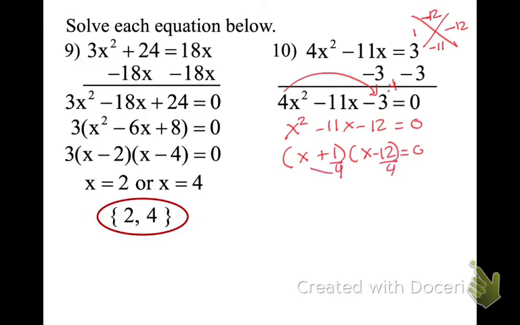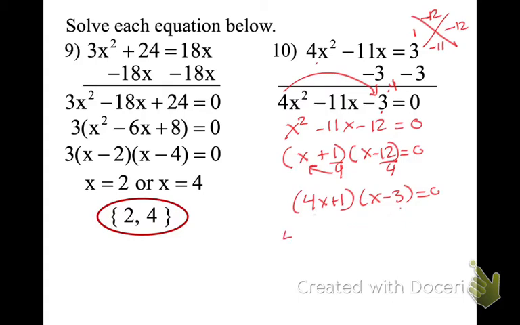Okay, so the first one's going to become 4x plus 1. The second one is x minus 3. I'm going to double check that. This times this equals negative 3. This times this equals 4x squared. And then 1x and negative 12x. If I do that, it equals negative 11x, so it works.